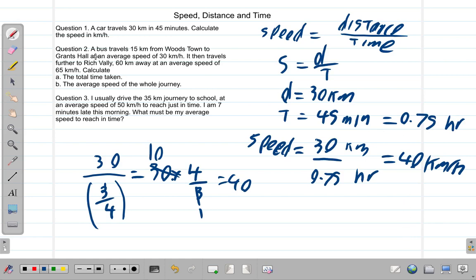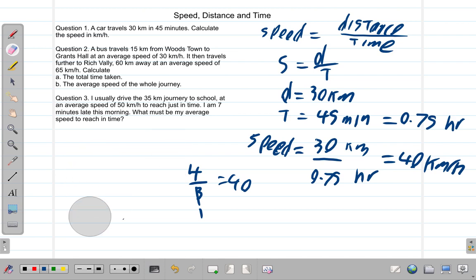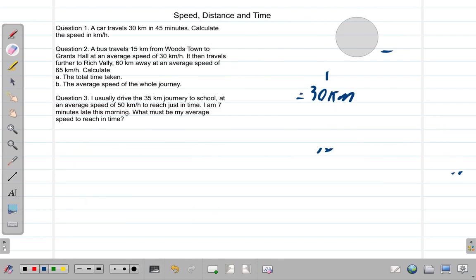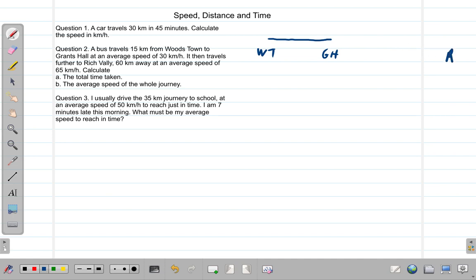In a previous video, I asked you to complete question 2, and this is where we had worked on question 1. Let's erase that. So you have completed question 2. Let's see what's going on for question 2. The bus travels from, let's say Woodstown is here, to Grants Hall, which is here, at an average speed of 30 kilometers per hour. Then it travels 60 kilometers away to Rich Valley, call it RV.